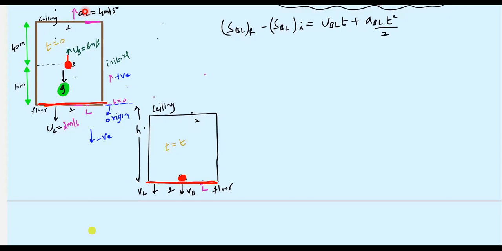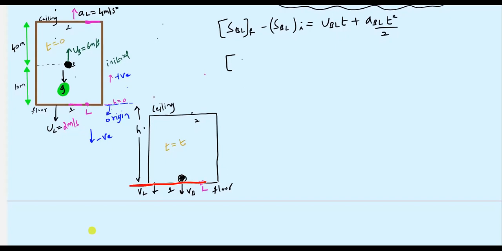Already we have checked the ceiling. It cannot strike the ceiling. So I'm going for the floor. So let me substitute this one. Initially, finally, what is the position of the floor? The floor will be at what? From the origin at a height h.